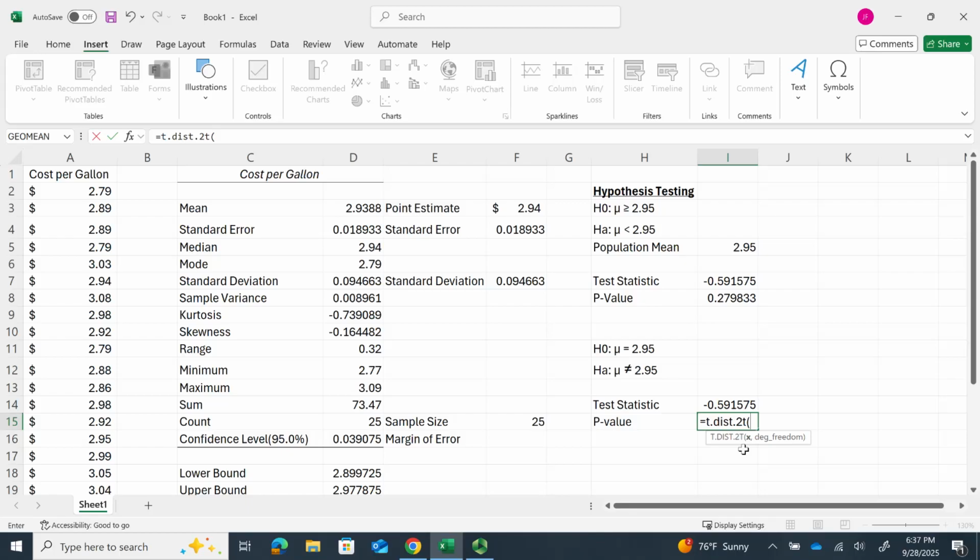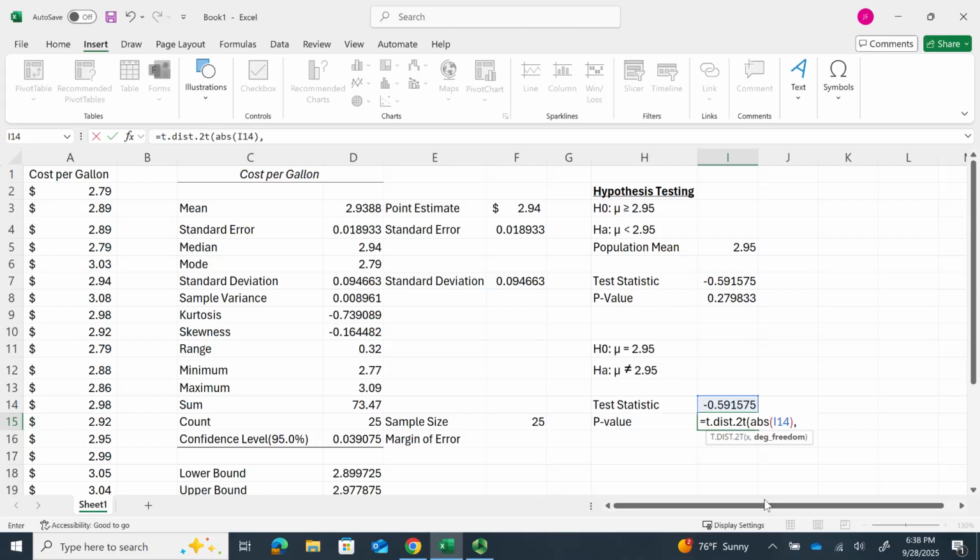Now I'm just going to warn you in advance, this is a negative test statistic, and this function will not operate on a negative test statistic. So I have to do the absolute value of this, so I have the positive value of the test statistic. So I can simply type in ABS, left parenthesis, choose the cell with the value of the test statistic that's negative, and then close parentheses, and that's going to take the absolute value. It'll give us 0.59157, and then comma.